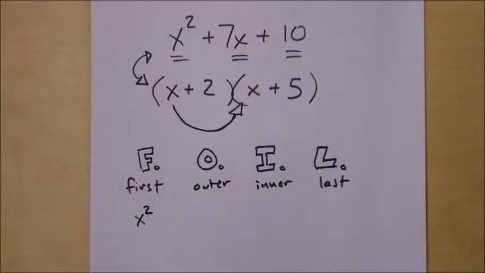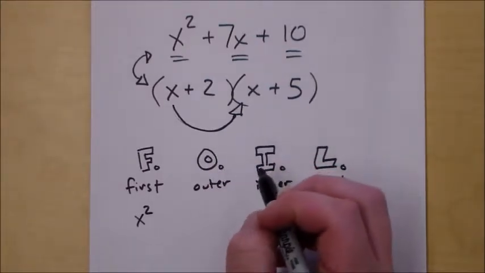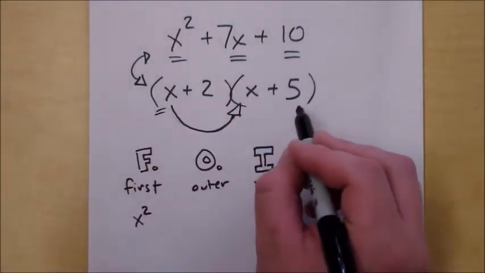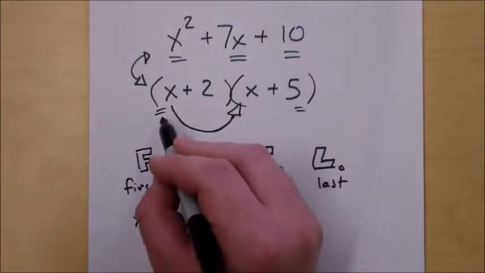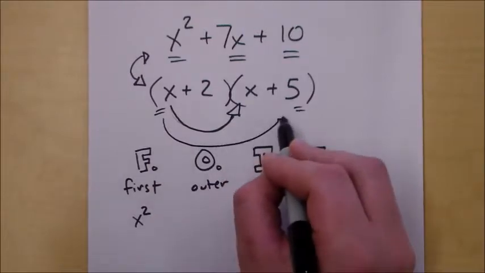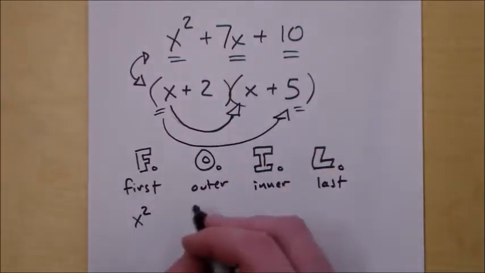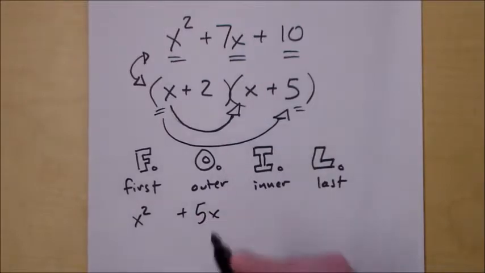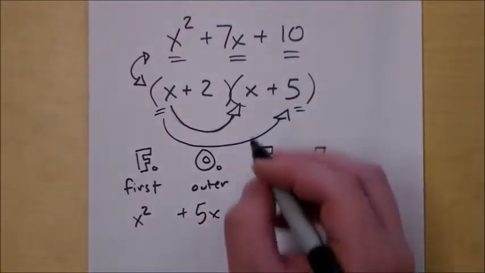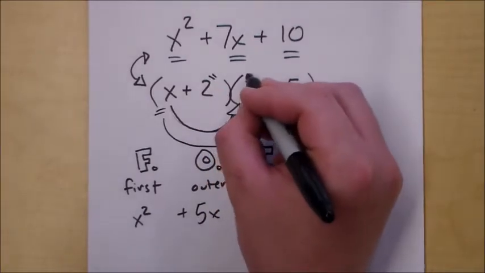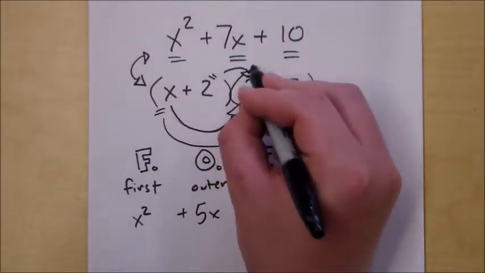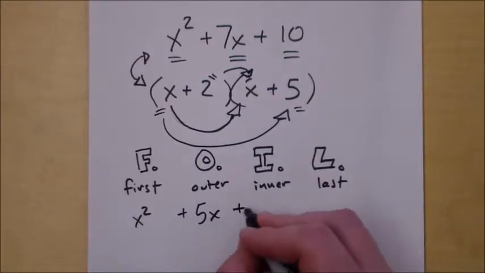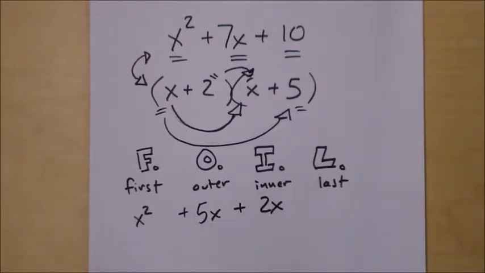All right, that's cool. Now, outer. So what are the outer terms? Well, this is outer here and this is outer there. So outer is 5 times x, and there's an outer term that's 5 times x, and that's going to be 5x, a positive 5x. All right, now what are the inner terms? The inner terms are 2 and x. So let's multiply those two together, and what do we get? The inner terms give us 2x, another positive 2x.